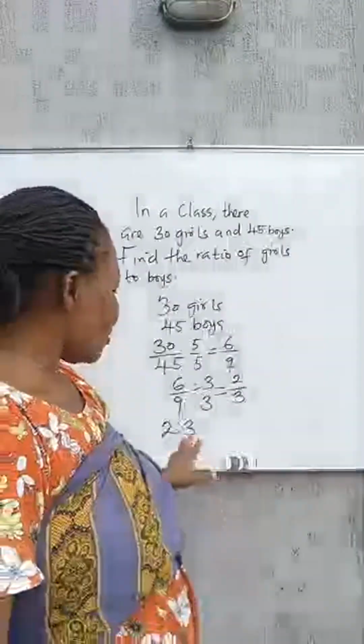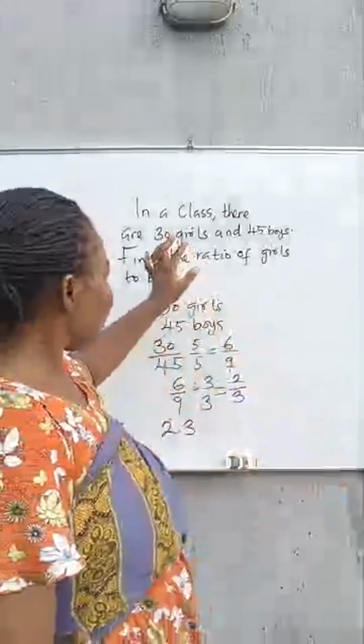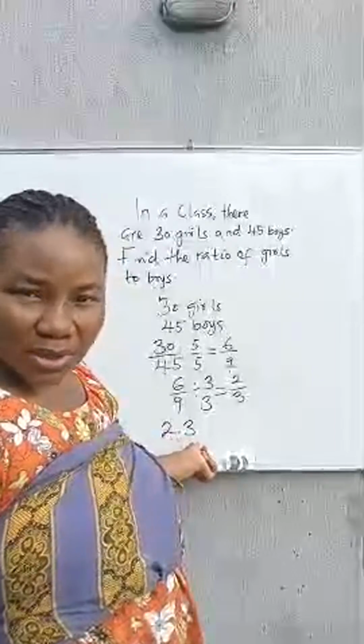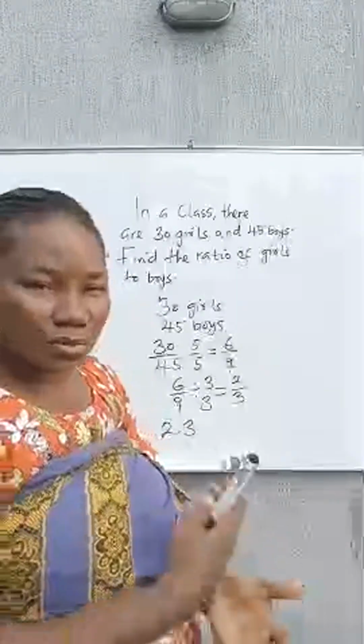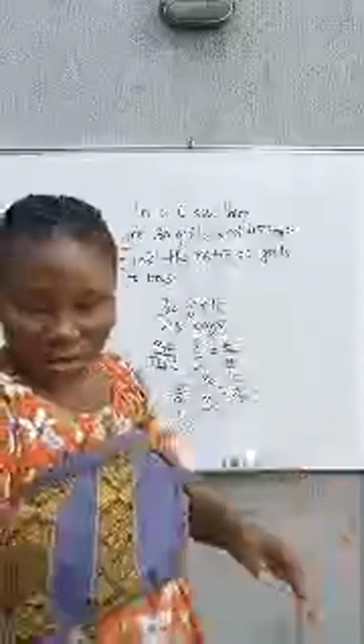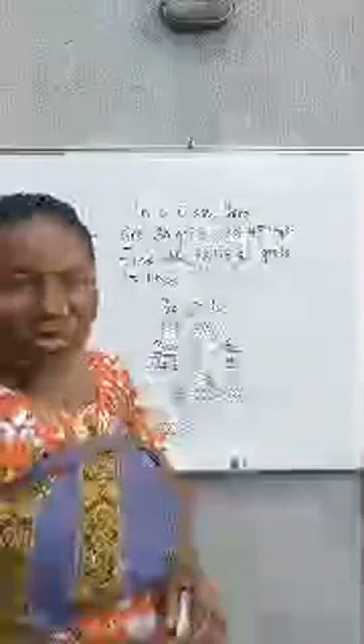Sorry for that interruption. So the ratio of girls to boys is 2 is to 3. We can write it as 2 is to 3, or we write it as 2 over 5. So let's move on to the next question.